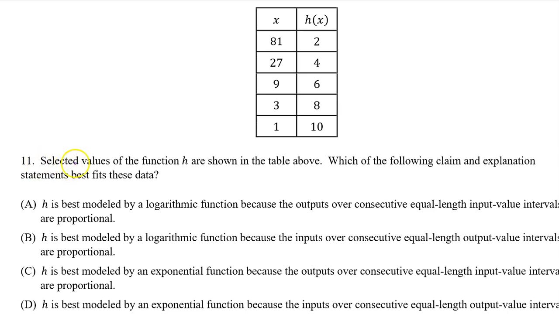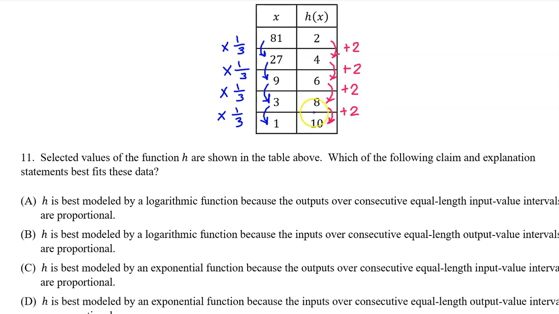Number 11. Selected values of the function h are shown in the table above. Which of the following claim and explanation statements best fits these data? We have learned that if the output values are proportional, meaning they change multiplicatively for equal length input value intervals, that means the function is exponential. On the other hand, if those concepts are reversed, and the input values change proportionally for equal length output value intervals, that means the function is logarithmic.